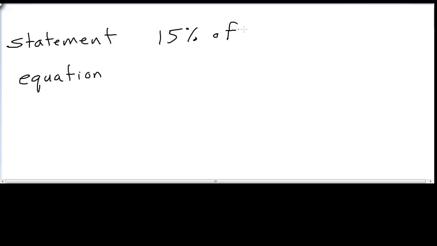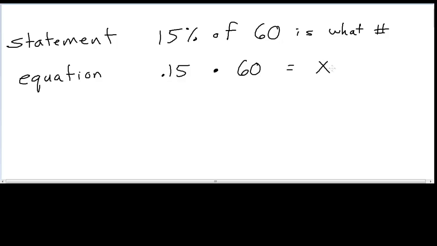15% of 60 is what number? 15% is 15%, but in an equation I want to write it as a decimal always. So this becomes 0.15. Of becomes multiplication. 60 is 60. Is my equal sign, and what number is my variable, which I'll call x. So I'm saying x is equal to 0.15 times 60. So I do 0.15 times 60, and it gives me 9. So we say that 9 is equal to x, or 15% of 60 is 9.